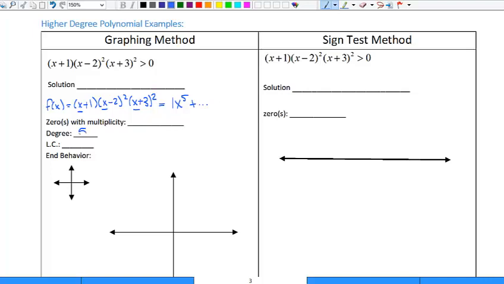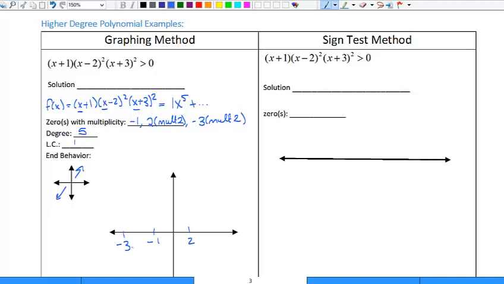That will get me my degree, which is 5, which is odd, and my leading coefficient, which is 1, or positive, so my end behavior is down, up. The zeros: I have a 0 at negative 1. I have a 0 at 2, but because of the squared, that gives me a multiplicity of 2. And then I have a 0 at negative 3, which is a multiplicity of 2 as well, because of the exponent.